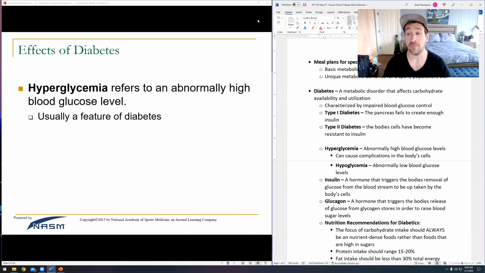So what we'll do instead to treat this is, when a type 2 diabetic ends up hyperglycemic, they'll take insulin, right? Now, for a type 1 diabetic, that makes a lot of sense. They take insulin and then they have enough insulin in their body because their pancreas didn't make any.